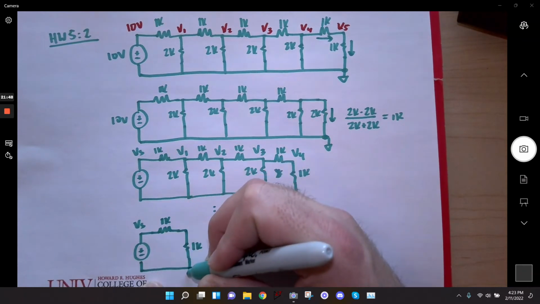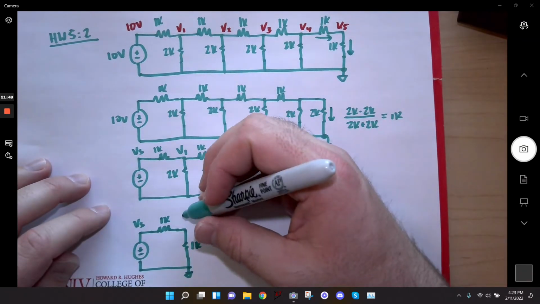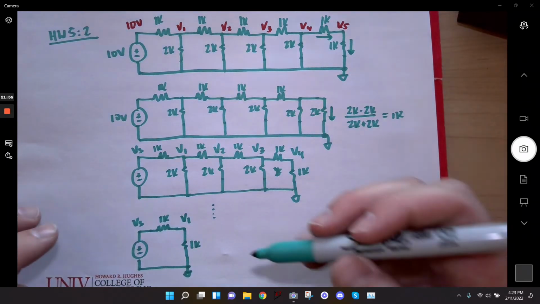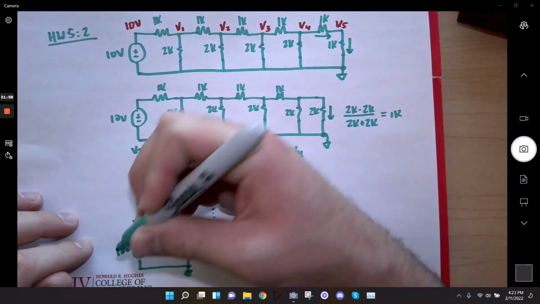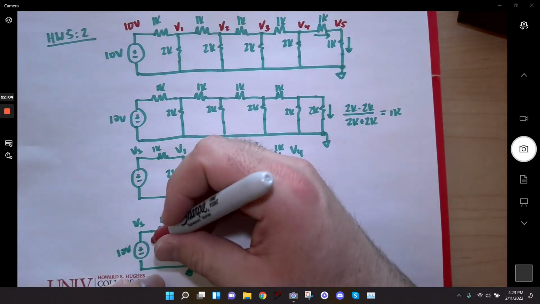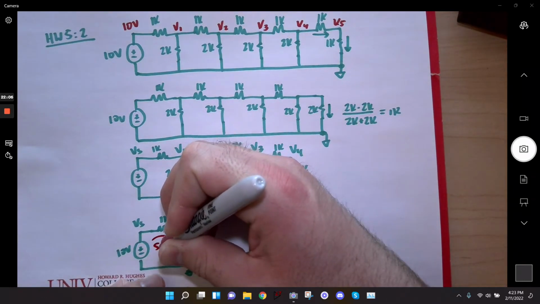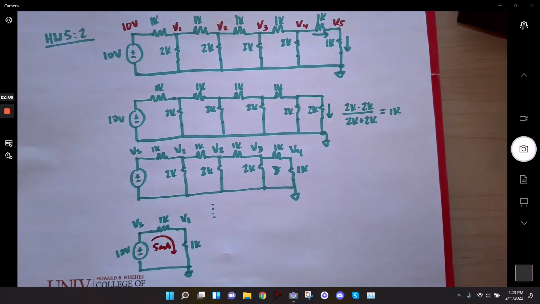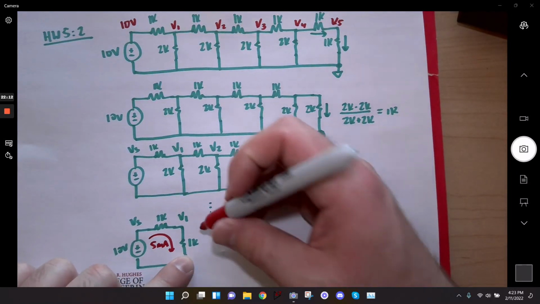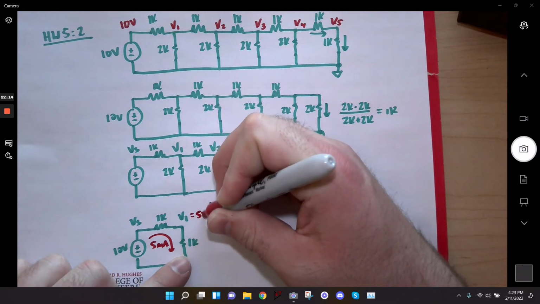This would be your final equivalent, where this is V1, and now V2, V3, V4, and V5 have all gone away. And so there's a couple of things you could do, right? You could go ahead now and find the current that's flowing in this circuit, which would be 10 volts over 2K, or 5 milliamps. That's going to be my current. And so you could find V1 by going, okay, 5 milliamps times my 1K gives me 5 volts right here.